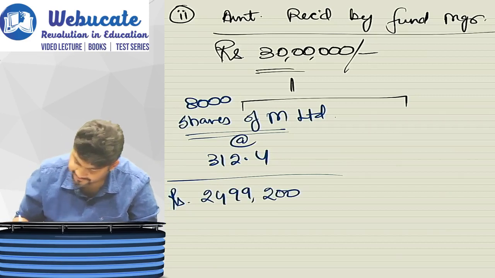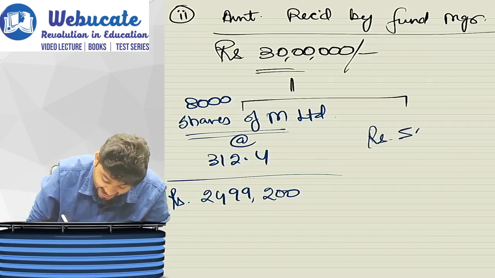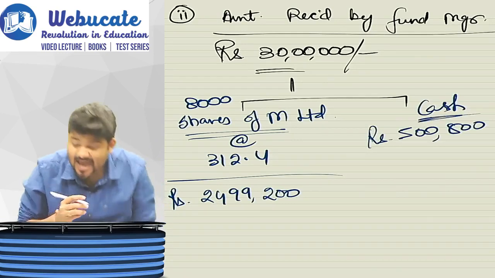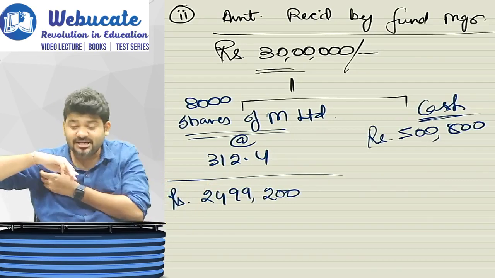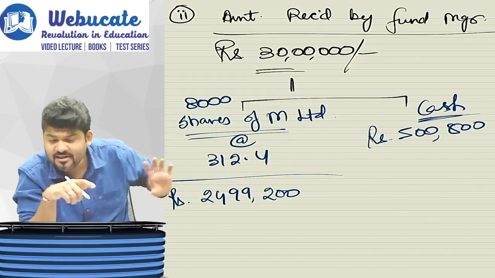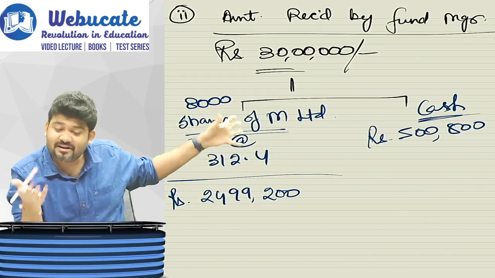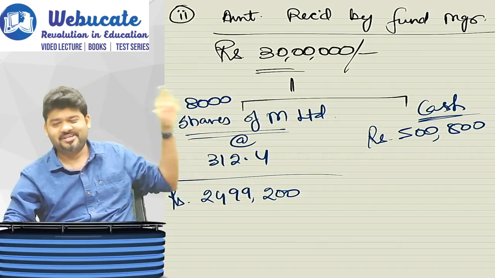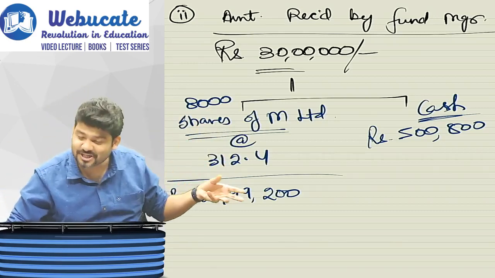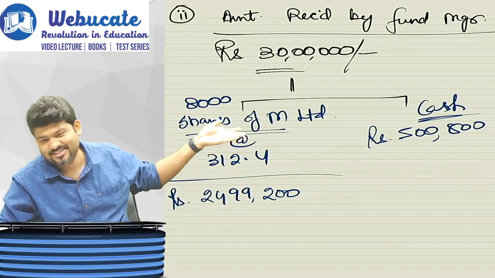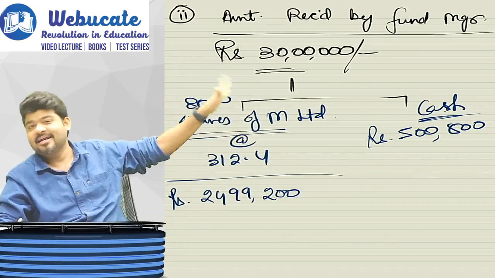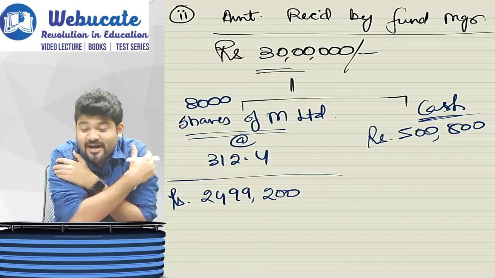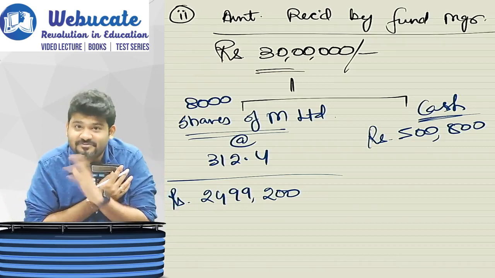24,99,200 minus 30,05,800 cash. What will happen to this 5,800? Cash will be with us, and cash is also recorded while calculating NAV. Just that, cash's market value is the cash price itself. As in, share price changes, bond price may change, but cash is cash. Whatever the price is written here, that will remain. But it is a part of my net asset value.